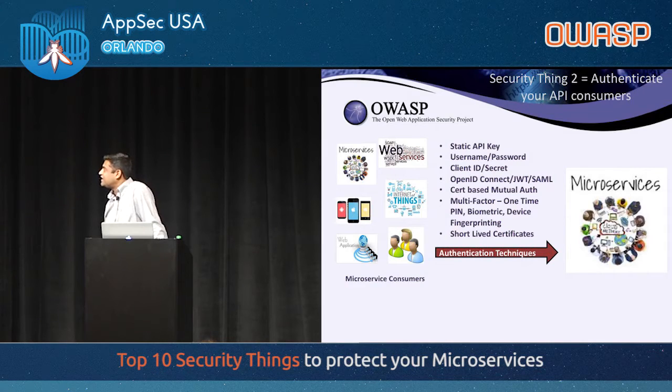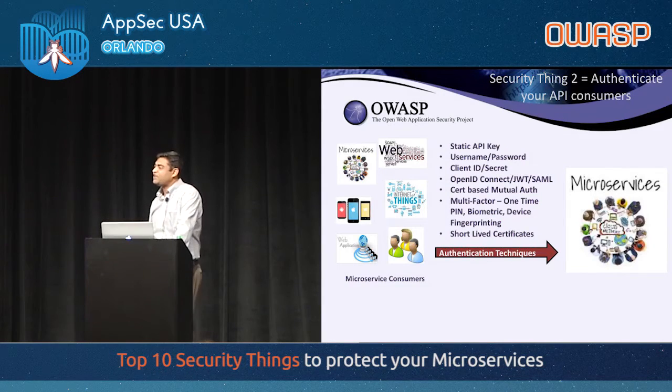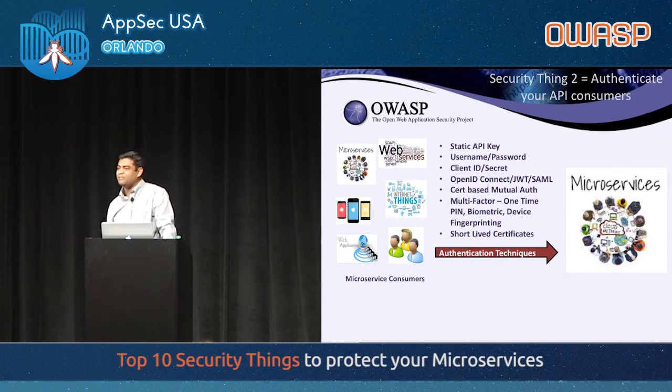Client ID secret is another thing that the microservices or web applications or the web services can use to authenticate. Cert-based mutual auth: if you have an internal application, like a microservice which is used by internal customers, then you can give a client certificate to those services, and then they hit you with that certificate. So that is a mutual auth that you can do.